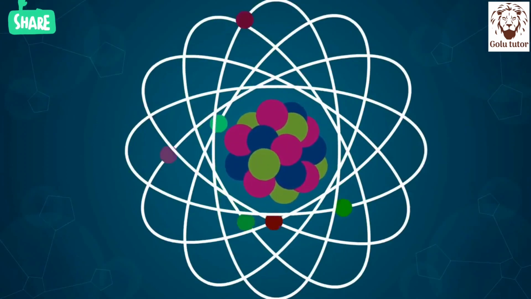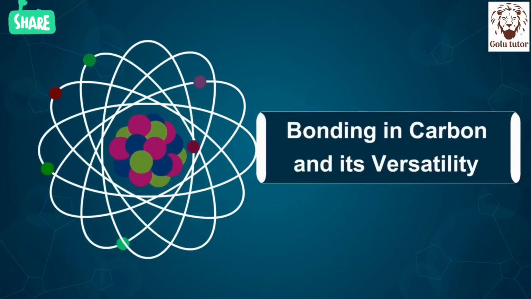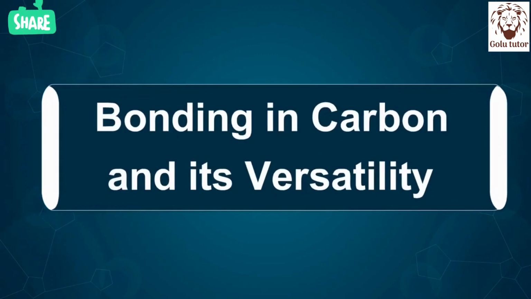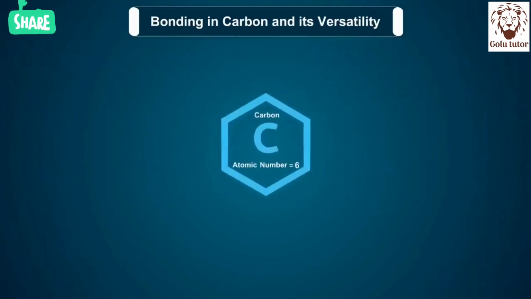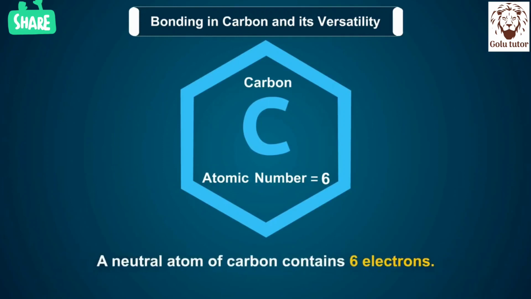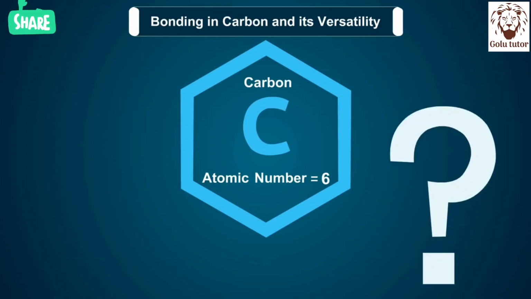The topic that we are going to cover in this session is bonding in carbon and its versatility. So friends, before we move ahead with our discussion, we should know that the atomic number of carbon is 6, which means that a neutral atom of carbon contains 6 electrons. How will the distribution of electrons in different orbitals of carbon occur?